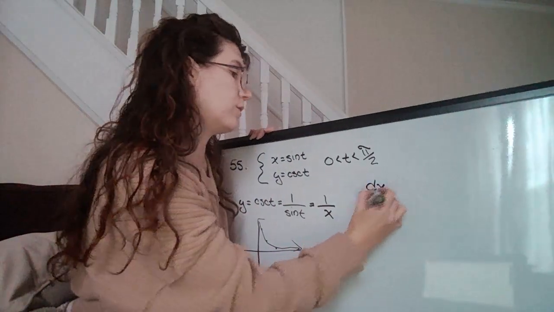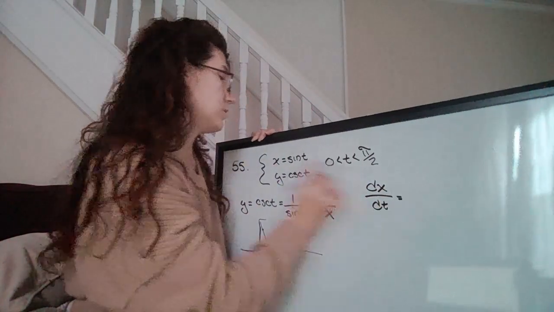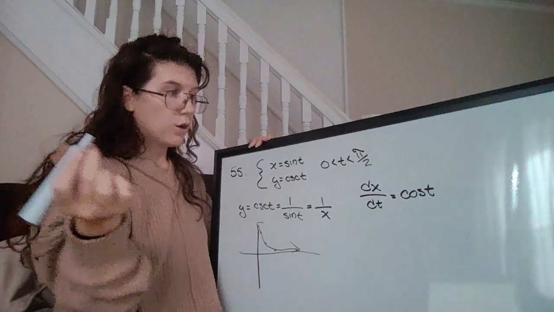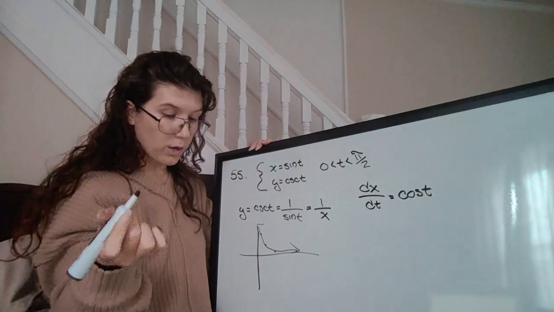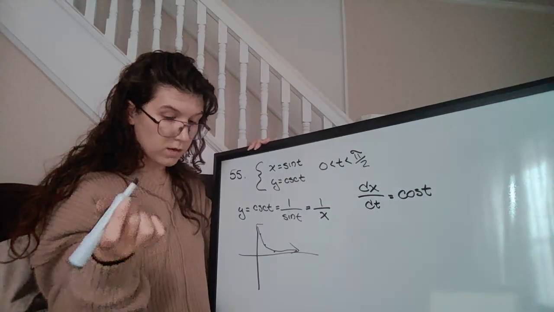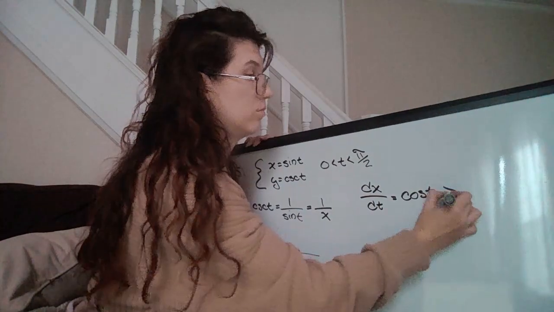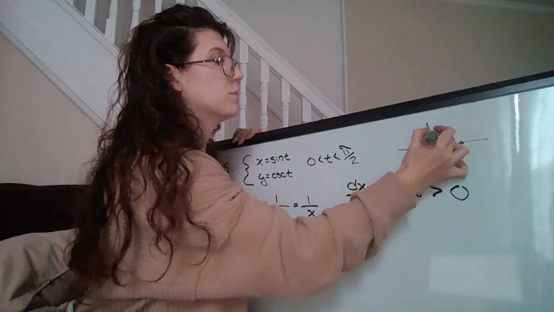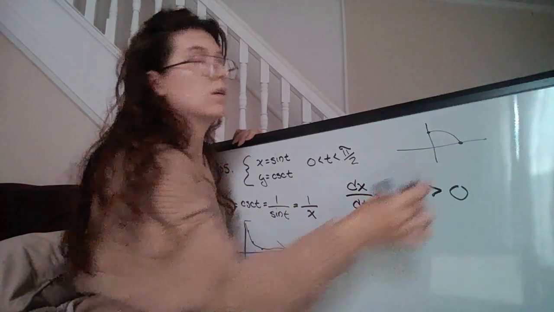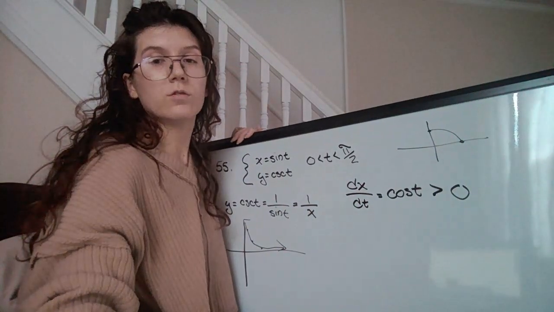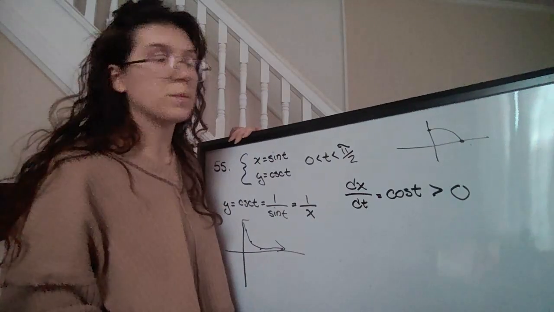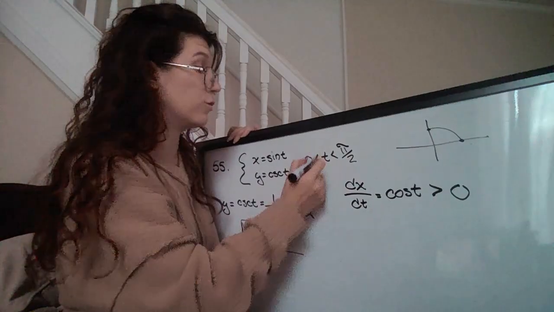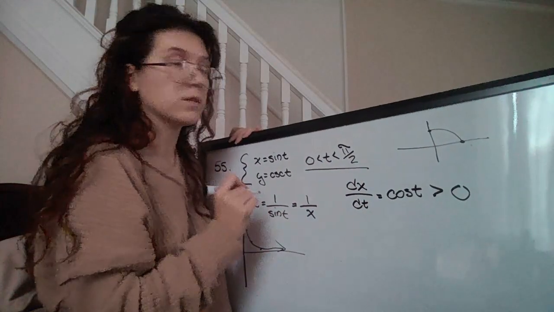So the derivative of x with respect to time is going to be the derivative of sine, which is cosine of t. Cosine is actually always positive in this interval, because if we go with our unit circle from 0 to pi over 2, our x values are all going to be positive. So on this interval, it is always going to be positive.